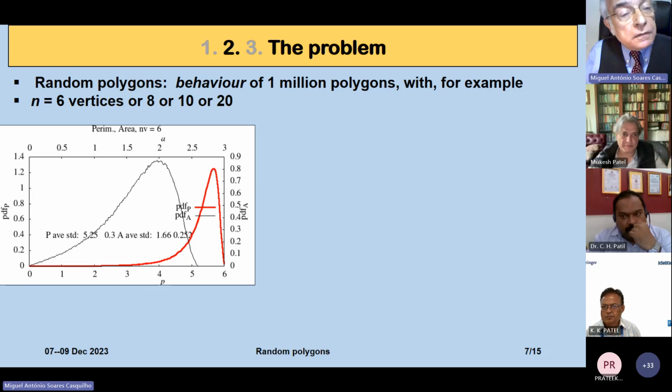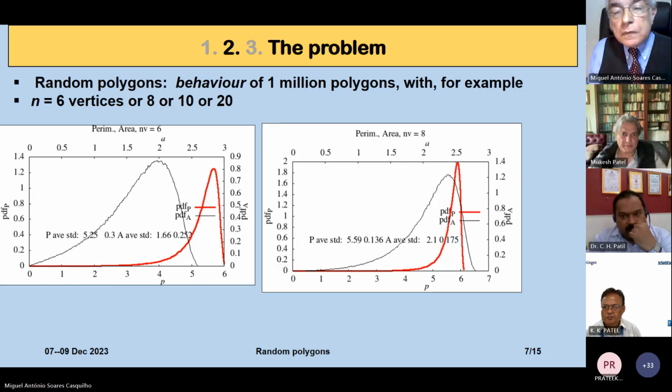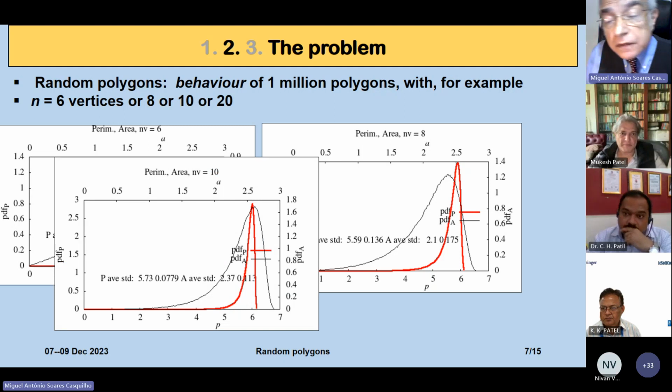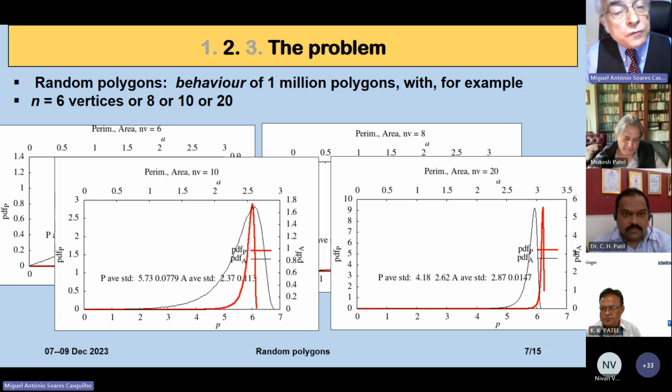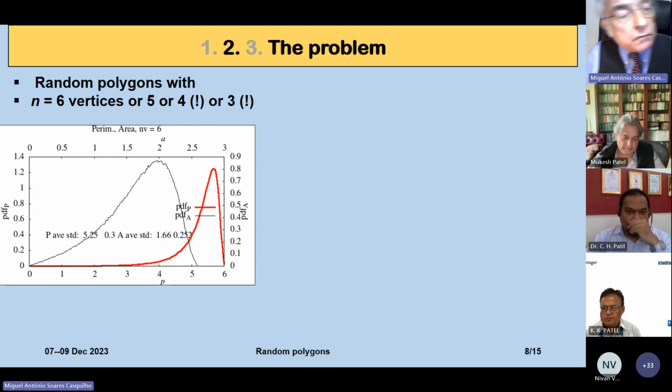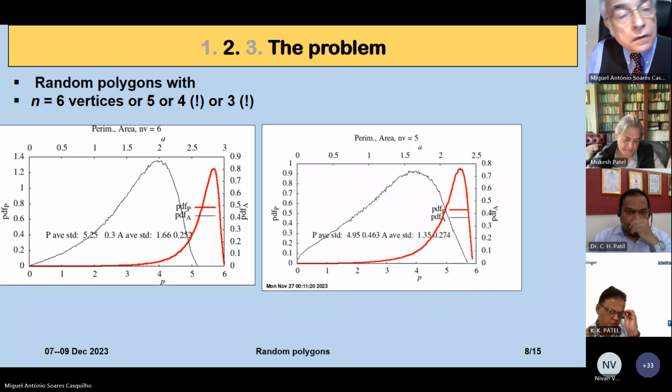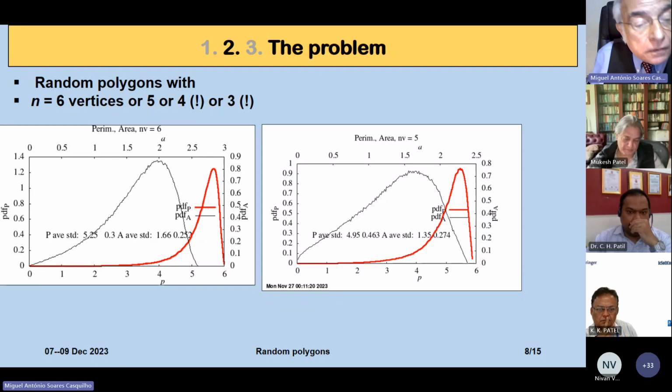Okay, so now octagons. The same sort of images, now with 10, with 20. Random polygons of 20 vertices are possibly almost equal to the circle where they are inscribed. But let's see now going down: 6 vertices, now 5, now 4, and we got a surprise.